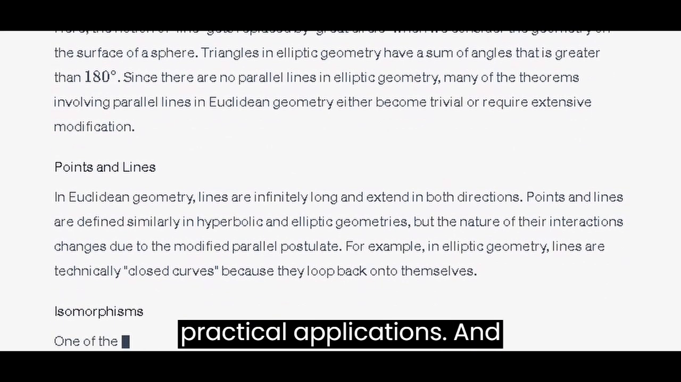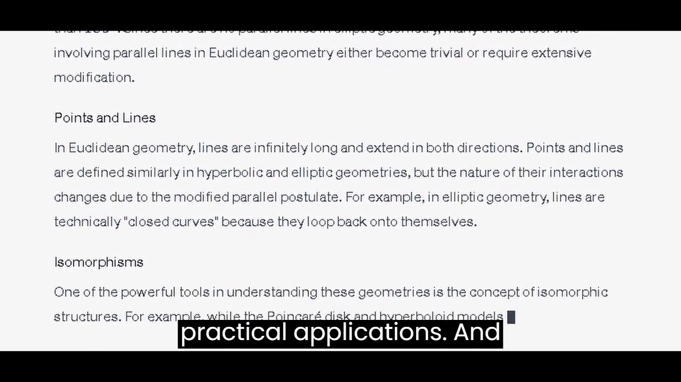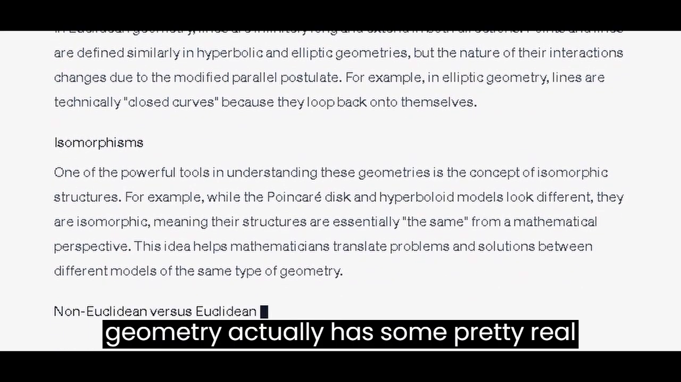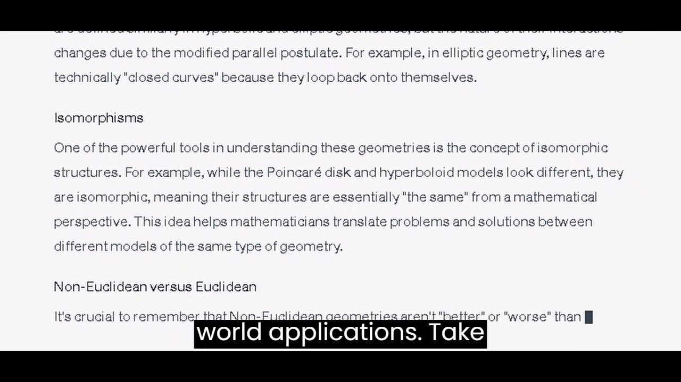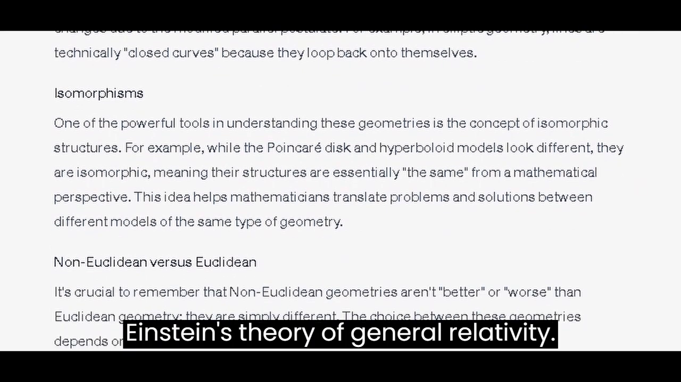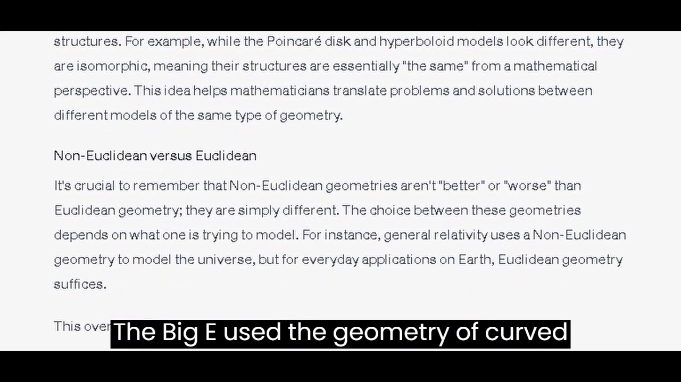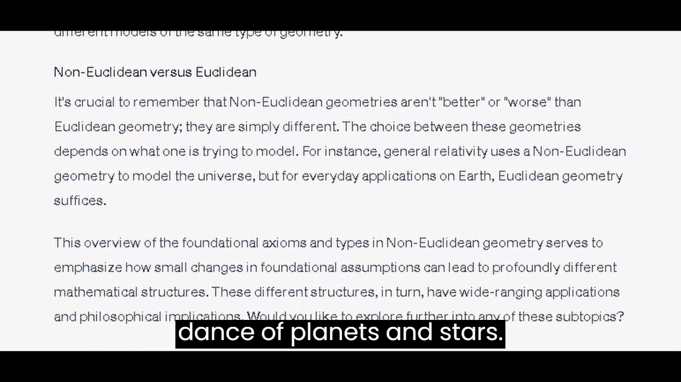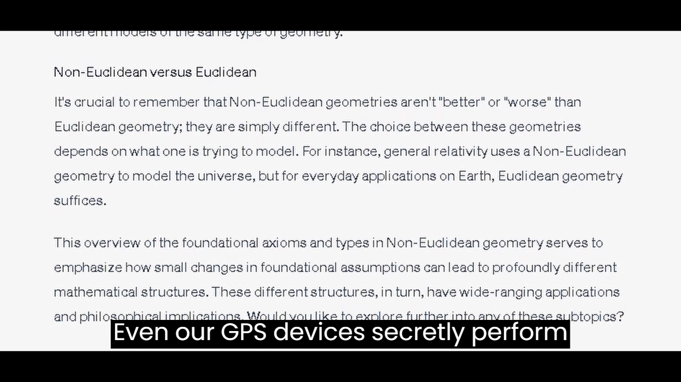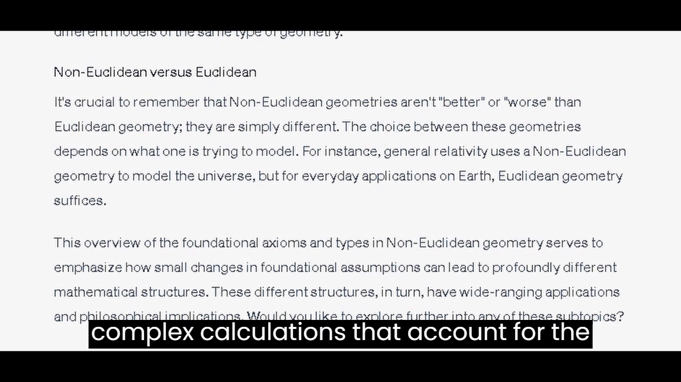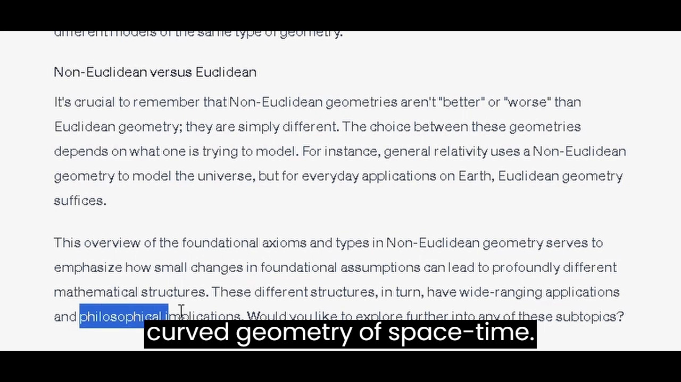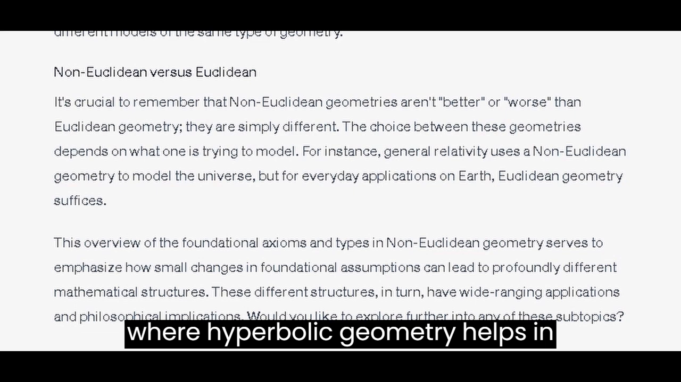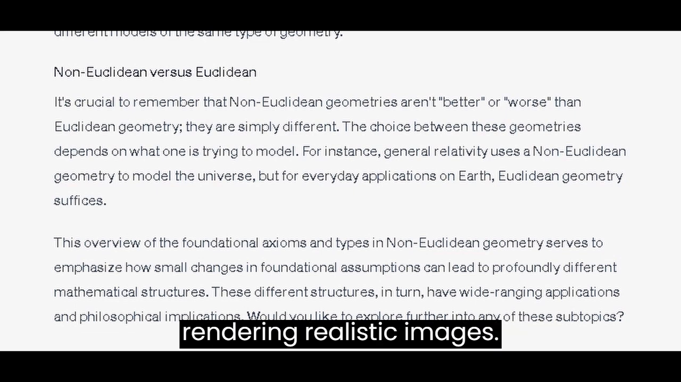The real world, practical applications. And just when you thought this was all a theoretical mind-bender, non-Euclidean geometry actually has some pretty real-world applications. Take Einstein's theory of general relativity. The Big E used the geometry of curved spaces to explain the gravity-mediated dance of planets and stars. Even our GPS devices secretly perform complex calculations that account for the curved geometry of spacetime. And let's not forget computer graphics, where hyperbolic geometry helps in rendering realistic images.